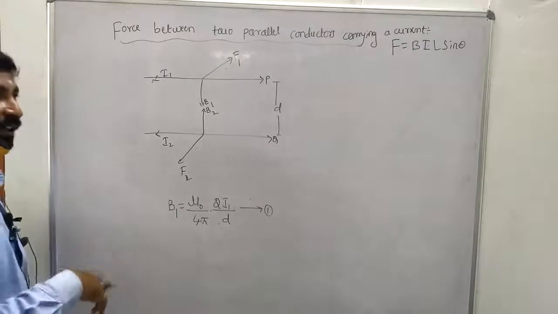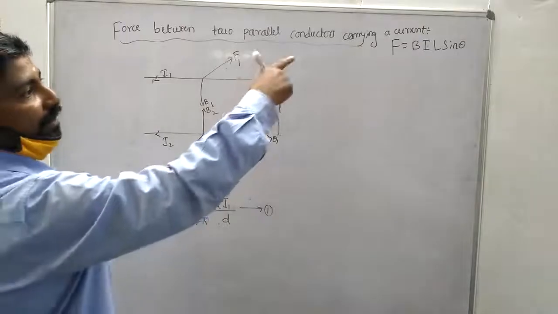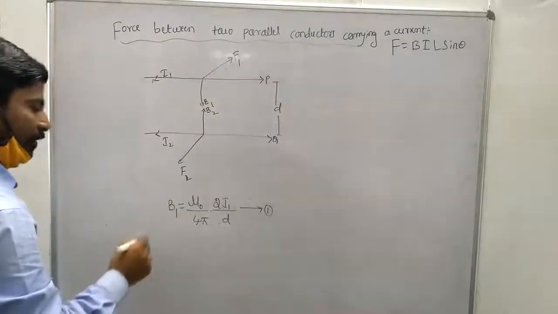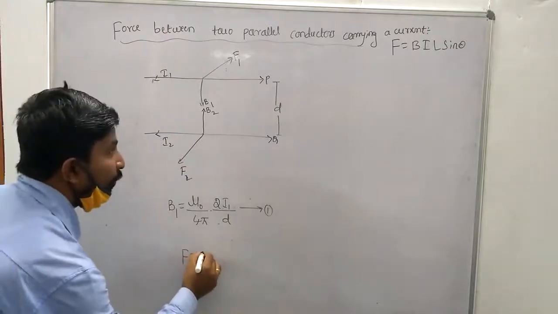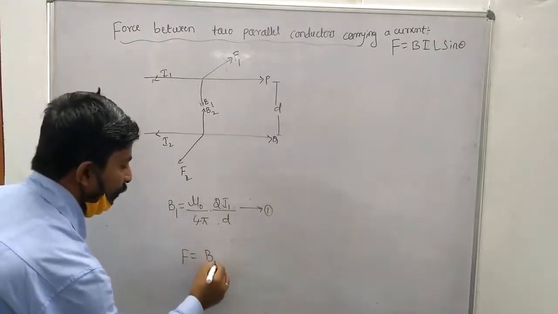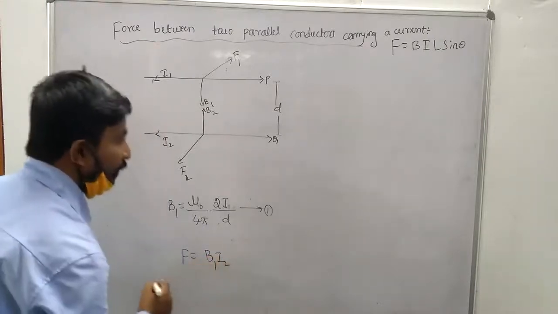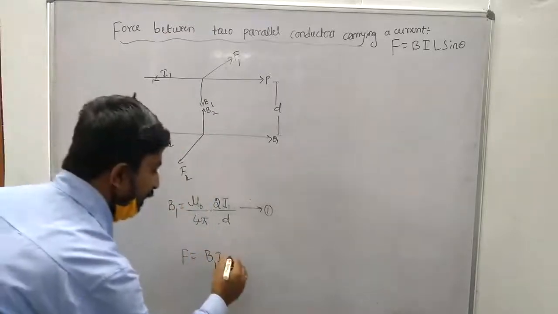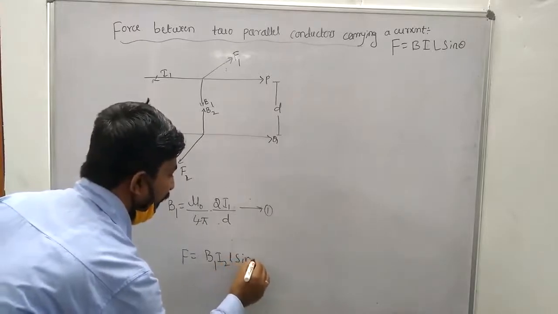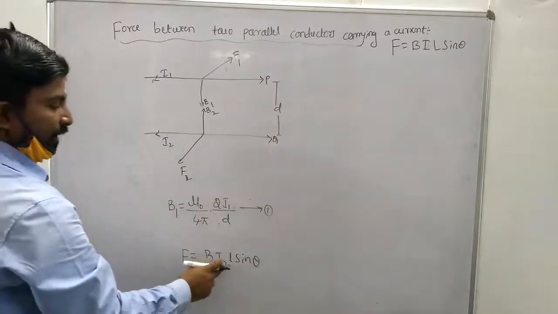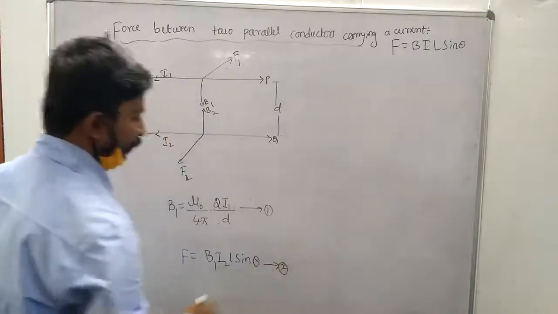So the conductor Q, carrying a current I2, will experience a magnetic force, isn't it? The force experienced by the conductor is F is equal to BIL sin theta. So F is equal to B1, then I2, the current in conductor Q, then L as it is, then sin theta. F is equal to B1 I2 L sin theta. So this is equation number 2.